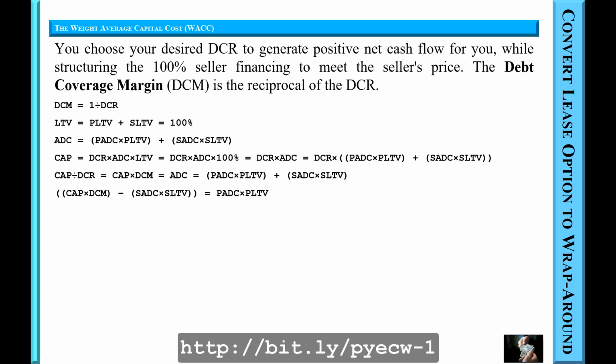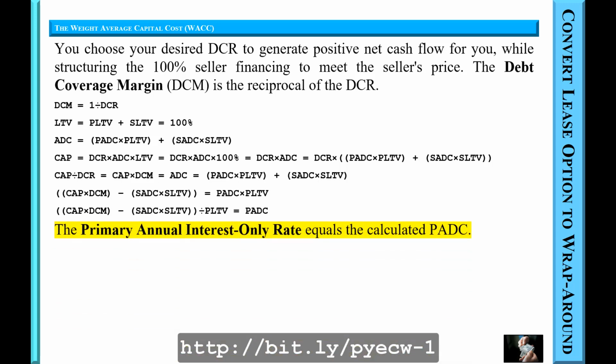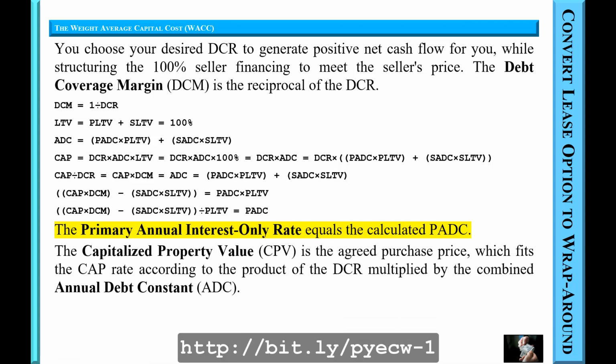We then subtract the secondary tranche from both sides. We then divide by the primary loan-to-value ratio to isolate the primary annual debt constant. The primary annual interest-only rate equals the calculated primary annual debt constant. The capitalized property value is the agreed purchase price, which fits the cap rate according to the product of the DCR multiplied by the combined annual debt constant.